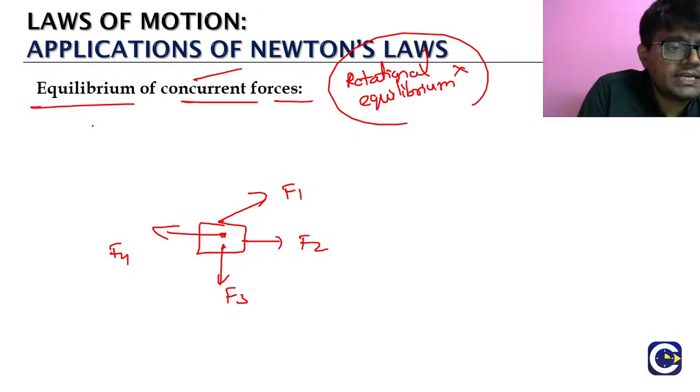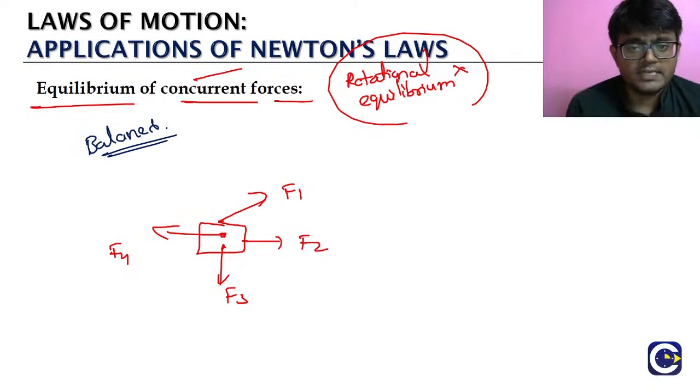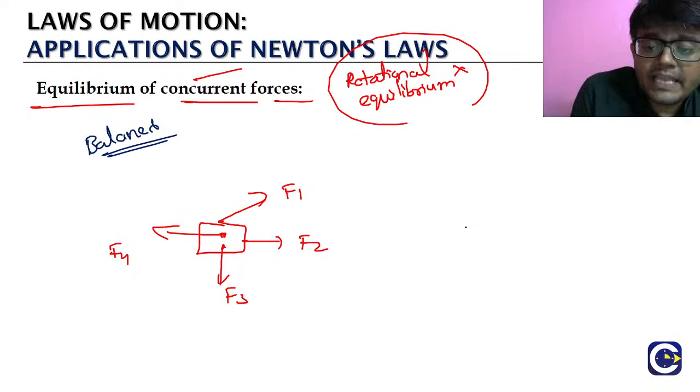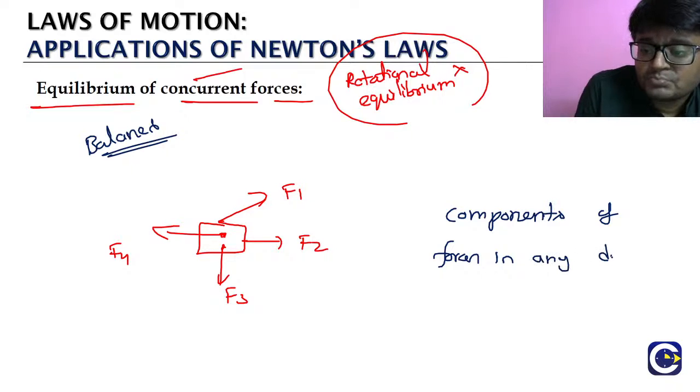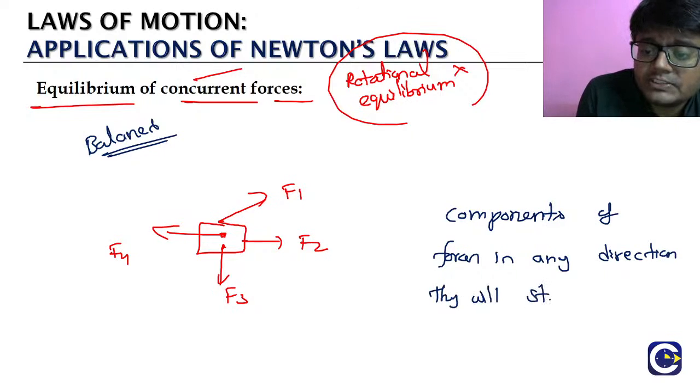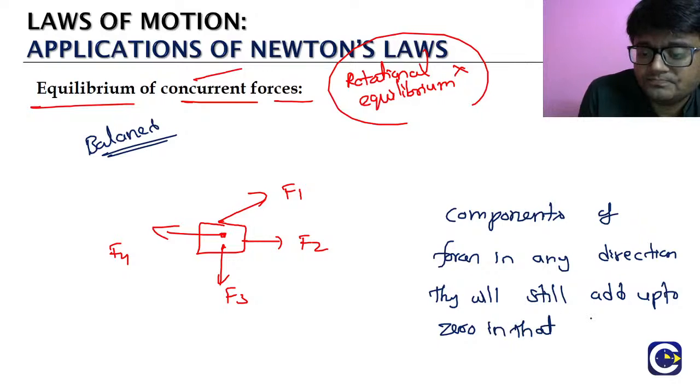So already we are able to understand that the object is at rest means what, the four forces here are balanced forces. If that is so, then you can take the components of forces in any direction. This is very important. In any direction you take the components of all the forces, they will still add up to zero in that direction.